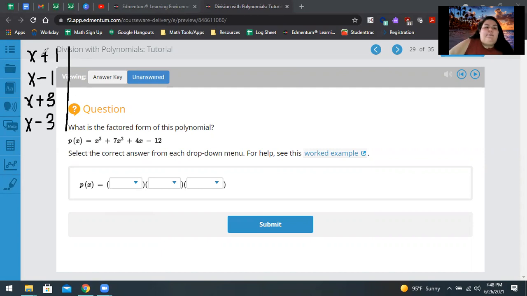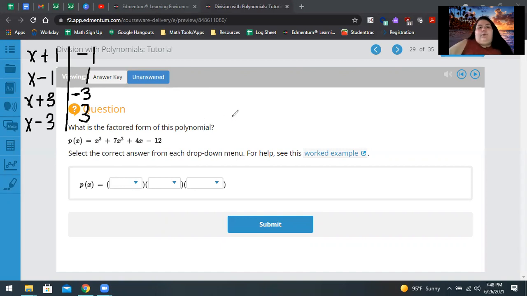Because I have plus 1 here, the value we're plugging in is -1. Since I have x minus 1, it is positive 1. Since it's x plus 3, we're using -3. And x minus 3, we're using positive 3. So these are the values that we're going to test out using synthetic division.